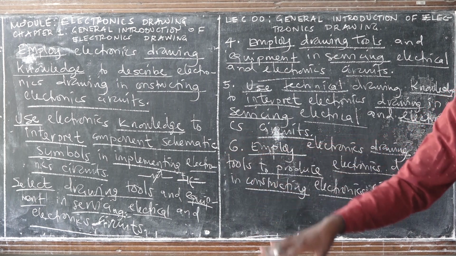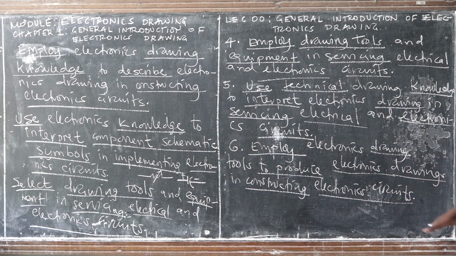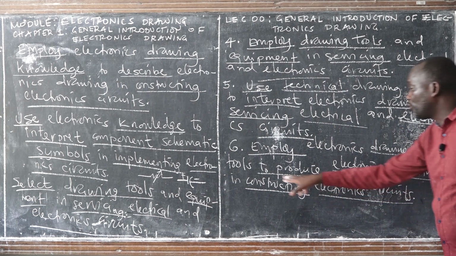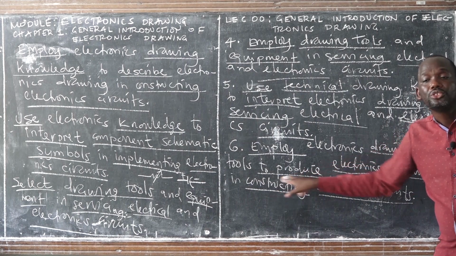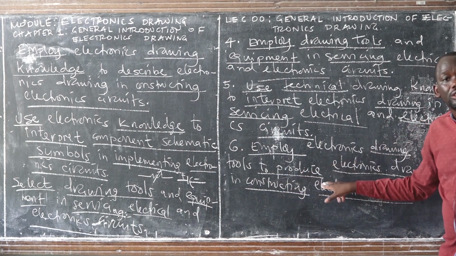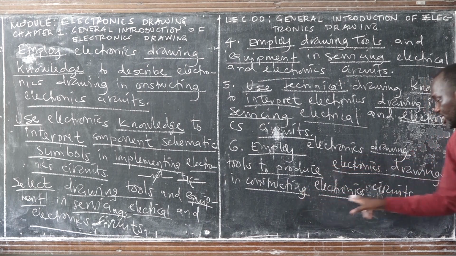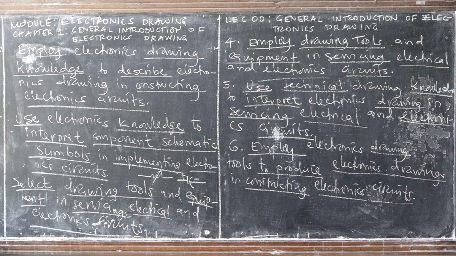Are we together? Yes. In these 6 sub-enabling outcomes now, once you know how to interpret, you yourself can draw or do some simple drawing. And these simple drawings, that's what we call it, to produce. Say to produce. To produce what? Electronics drawing. When you'll be constructing what? Electronic circuits. Or when you'll be analyzing electronic circuits. Class, are we together? Yes.